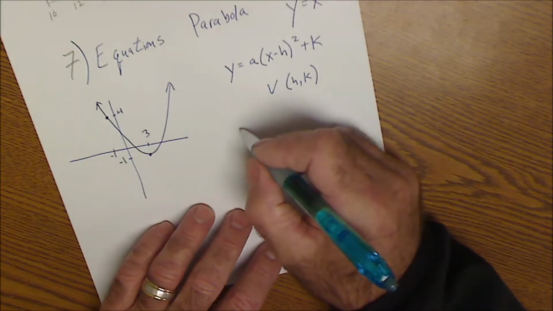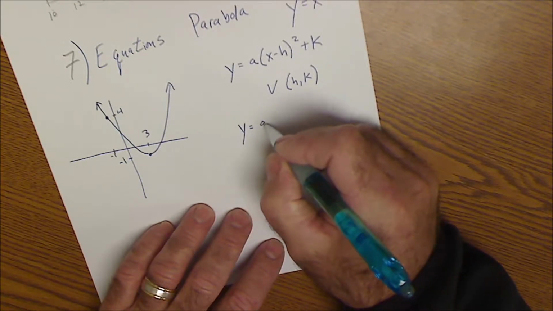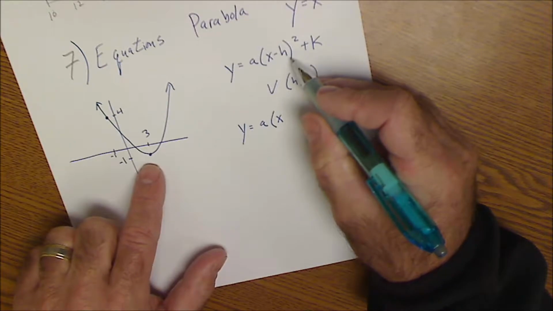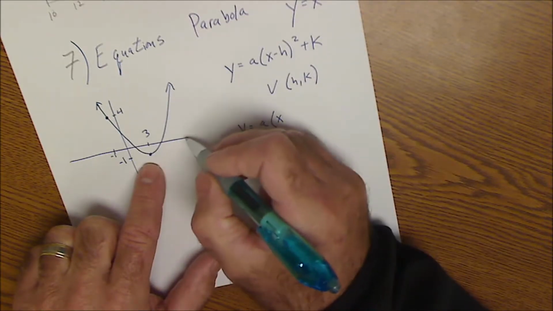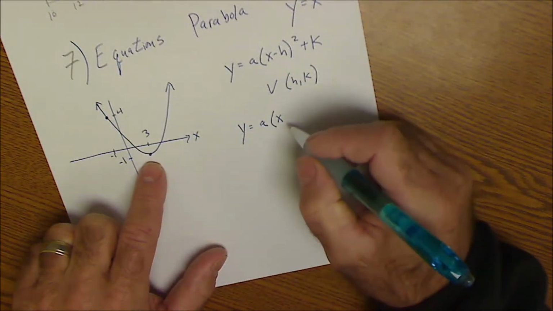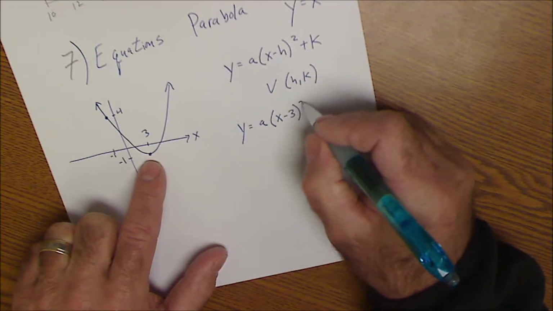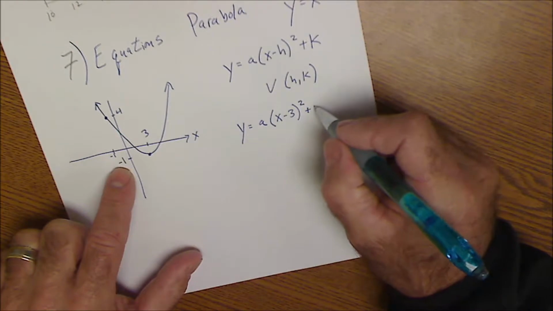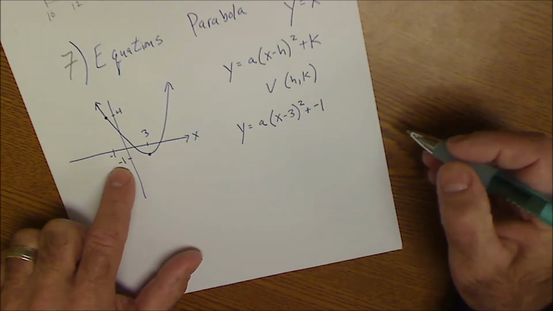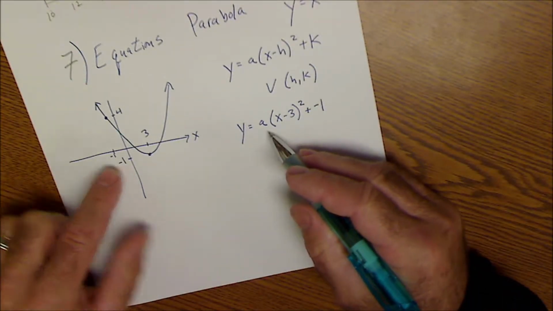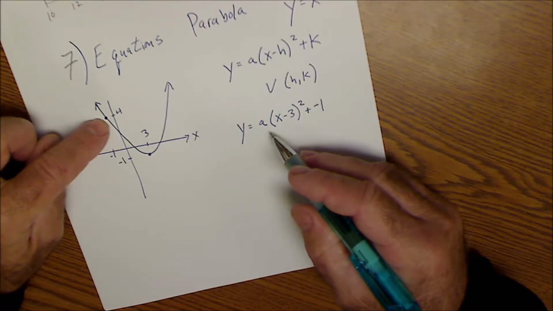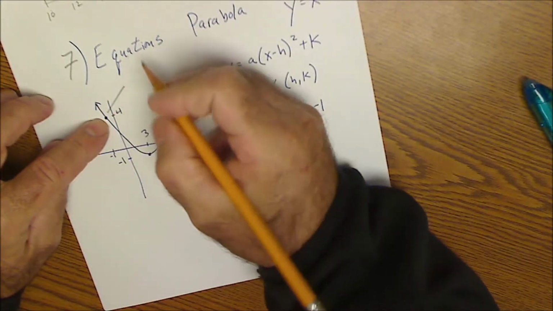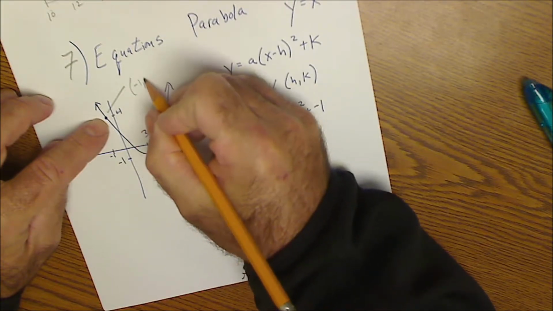I would say y is equal to a, x minus h. H is a horizontal component, the x part. So x minus 3, quantity squared, plus k, and k is negative 1. I still need to solve for my a value. I have a coordinate on my graph, negative 1, 4. That's a coordinate, negative 1, 4.